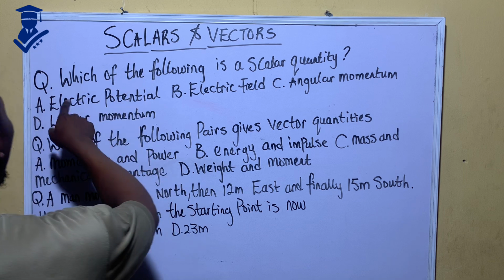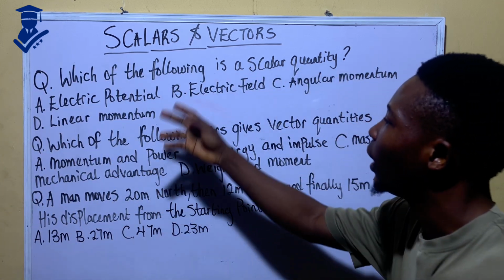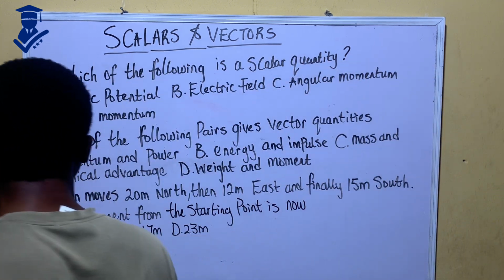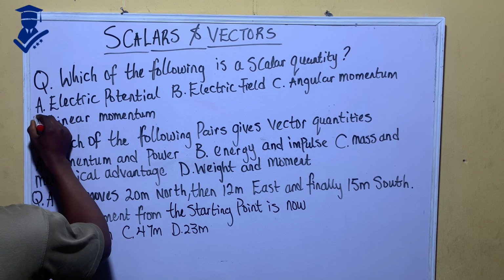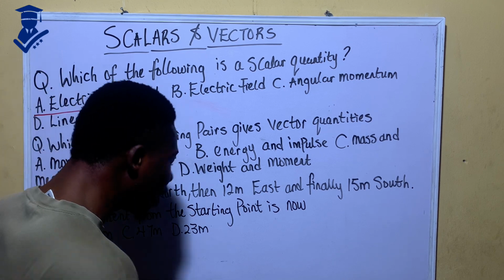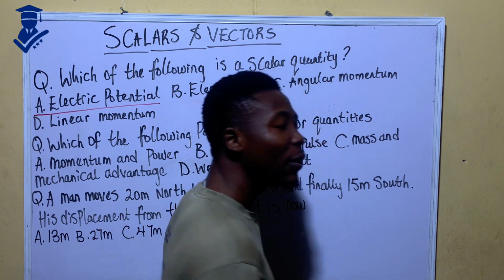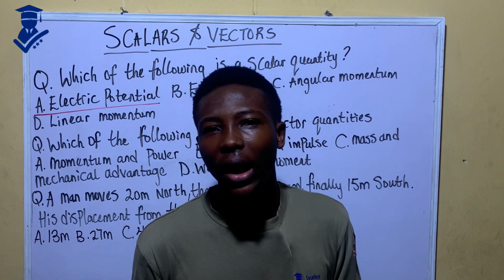The first question we'll ask: which of the following is a scalar quantity? Electric potential, electric field, angular momentum, linear momentum. The answer is electric potential. Electric potential is a scalar quantity. You have to know that a scalar quantity is a quantity that has magnitude but no specific direction.